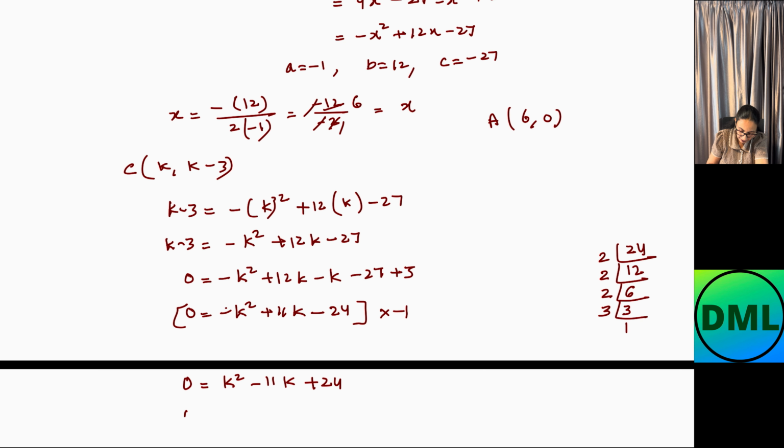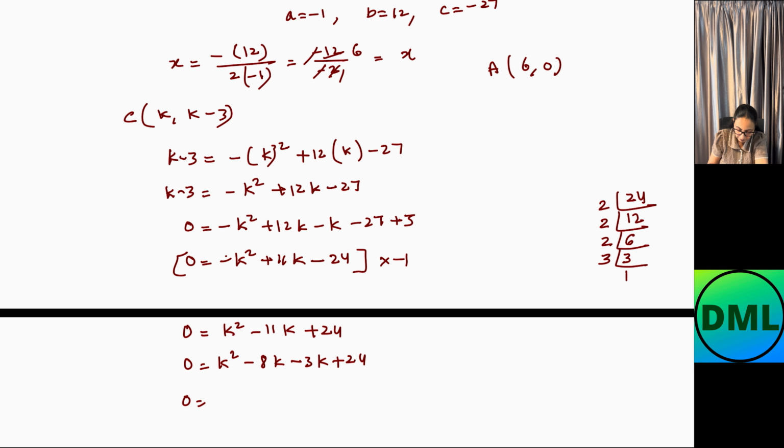Let's write down the factors here as k square minus 8k minus 3k plus 24. I need to take out the common factor here. k is common, you are left with k minus 8. Minus 3 is common, you are left with k minus 8, which will be equal to k minus 8 and k minus 3. These are the two values you receive.